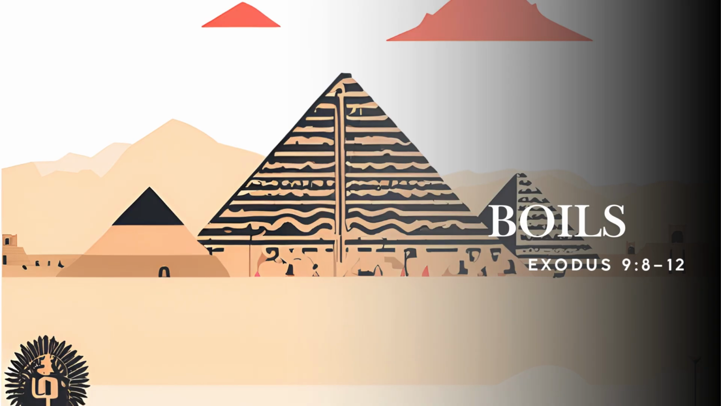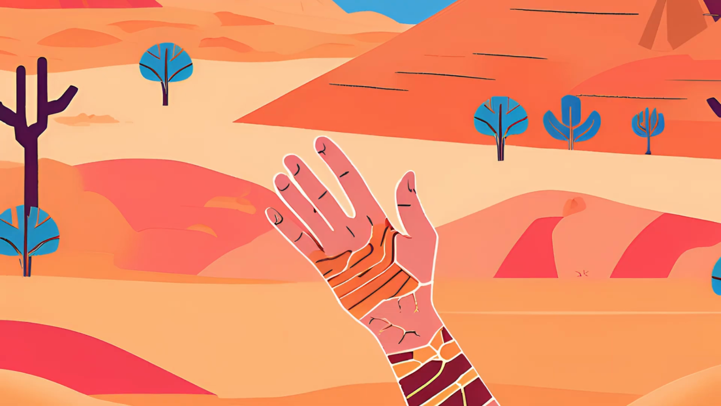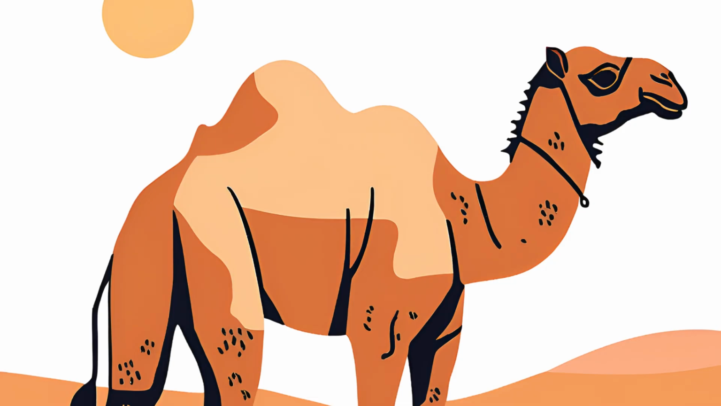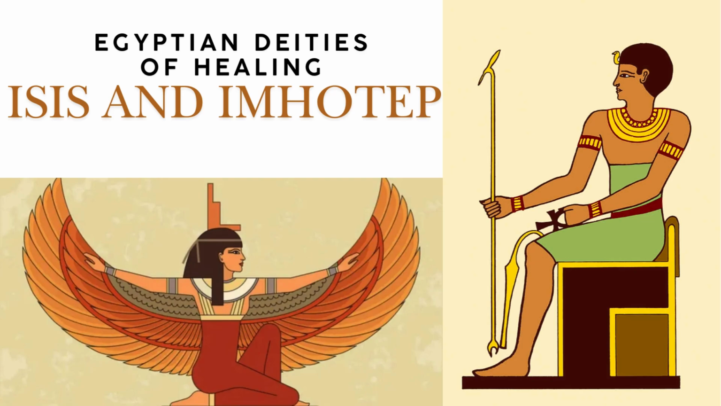6. Boils. The scripture passage for this is Exodus 9 verse 8-12. Moses and Aaron toss soot from a kiln into the air, and it causes festering boils on people and animals. Even Egyptian magicians are afflicted. This shows God's power over health and disease, directly confronting Egyptian deities of healing like Imhotep and Isis.